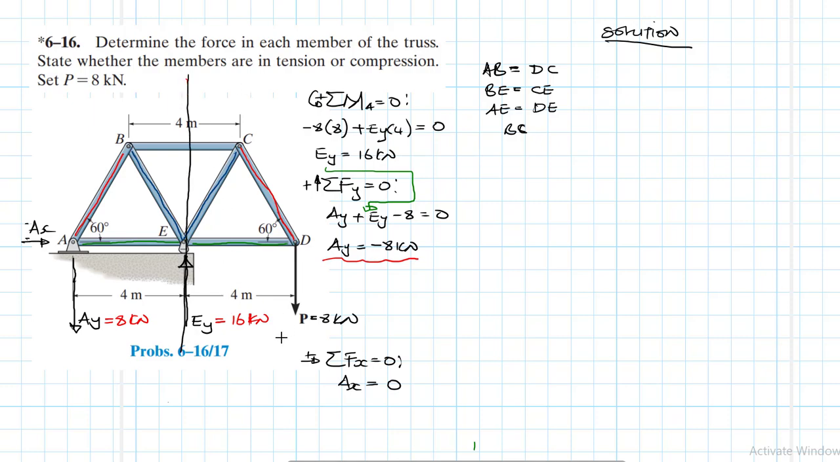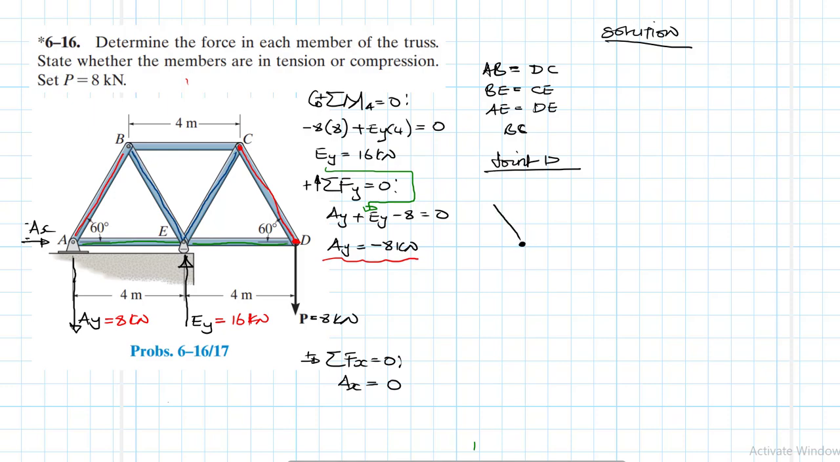Because of this, I'll only pick the right hand side. This is enough for me, and then I'll mirror the result on the other side. So I'll just focus on joint D and joint C. That's it. So let's go to joint D and draw our free body diagram at joint D.